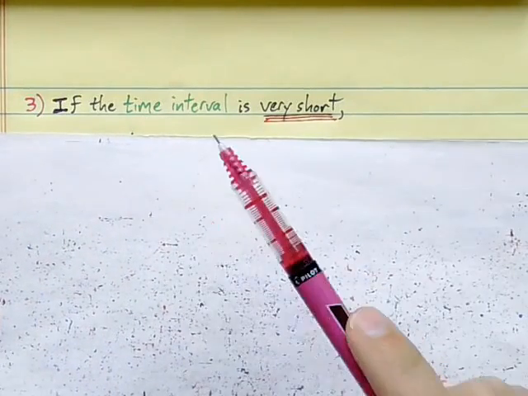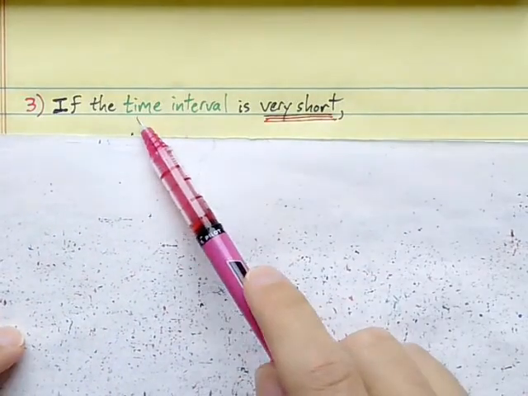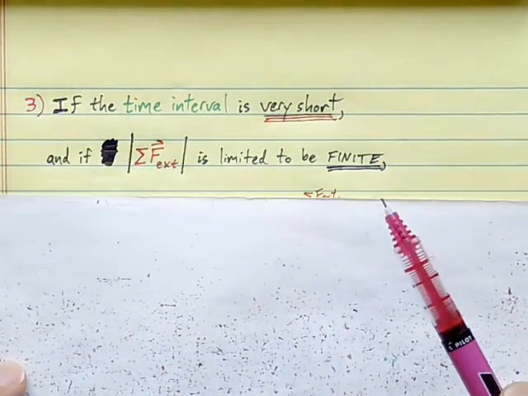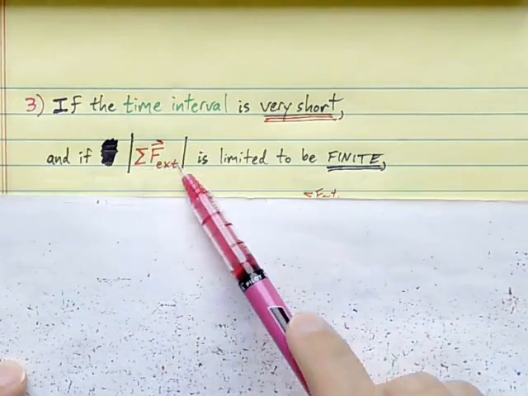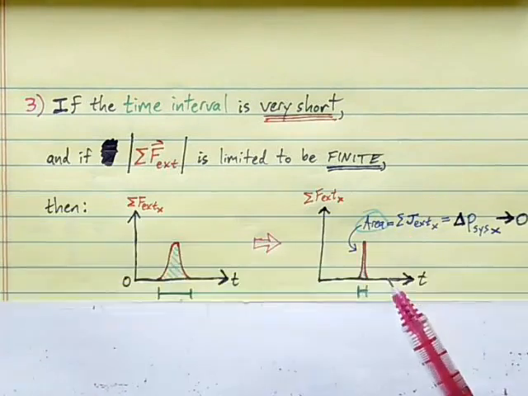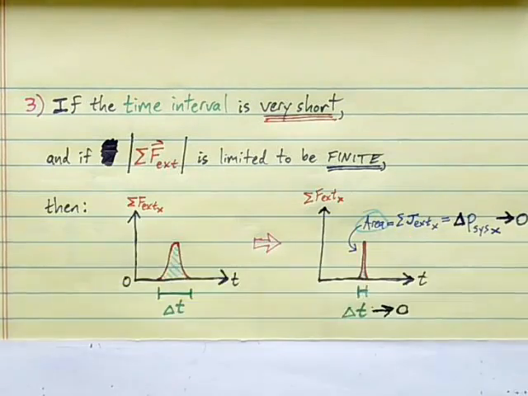Another way in which that integral could vanish: if that time interval was very short, and if the magnitude of the net external force was limited to be finite, then we can imagine some graphs that looked like this.